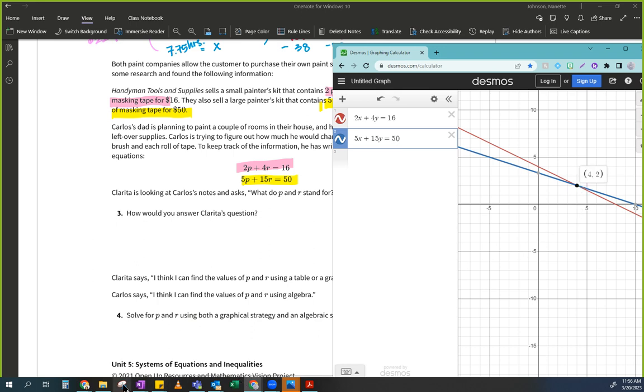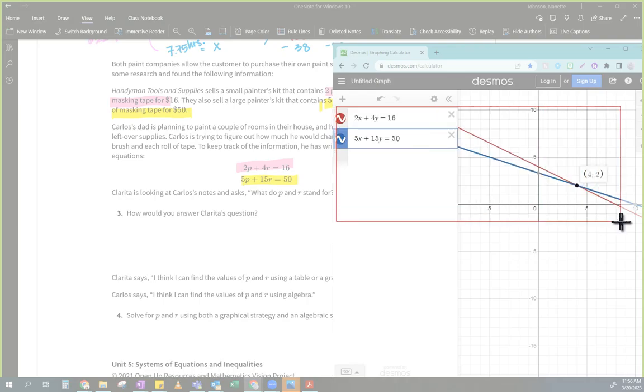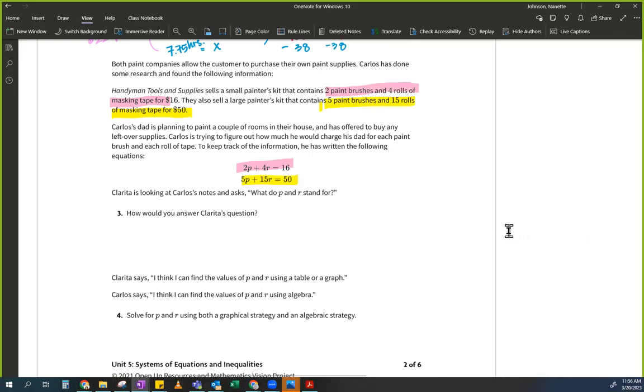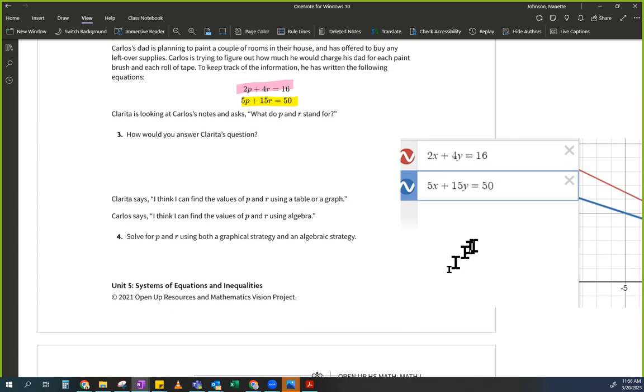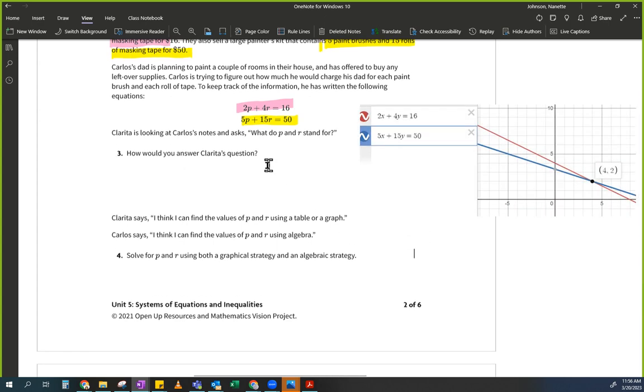So I'm going to take a snip of this just so that we have this on our notes page. Where's my snipping tool? There it is. There you go. So there's my snip. I'm going to copy that and put it right here. Make it a tad bit smaller. There you go.